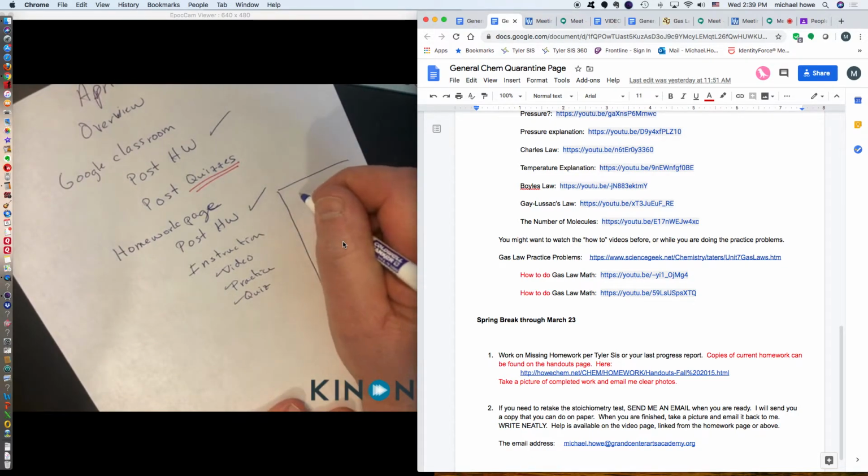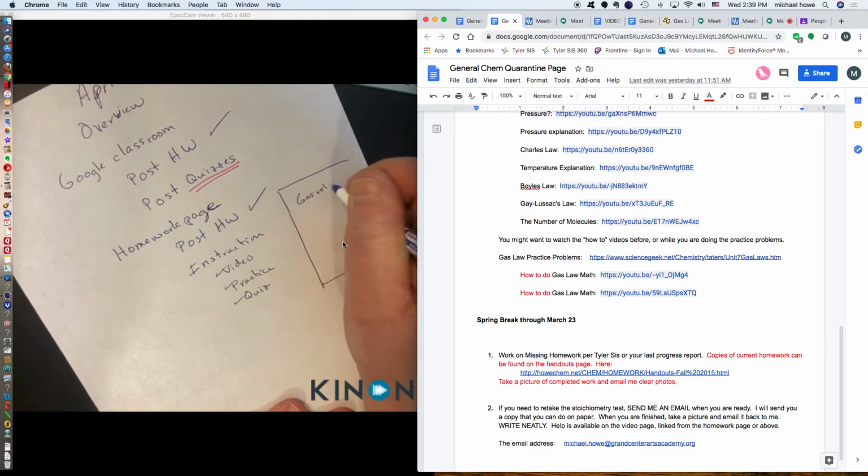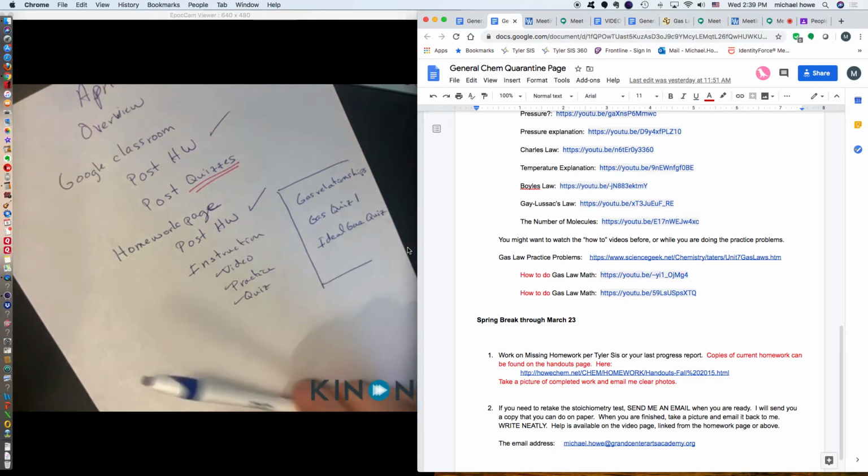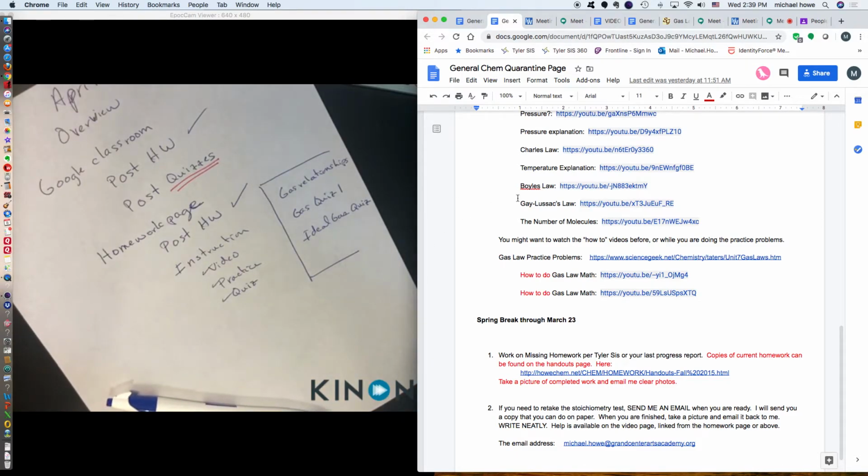So the first quiz was gas relationships. I posted it twice in case you needed to take it again. Then the second quiz was called Gas Quiz 1, and I also gave you a couple of options on that one a couple times. The third one I haven't posted yet is called the Ideal Gas Quiz, and it's coming up today, and we'll have until like Monday of next week to do that. All right, so those are the 3 quizzes where I've taken scores.